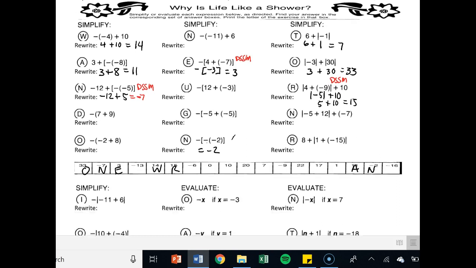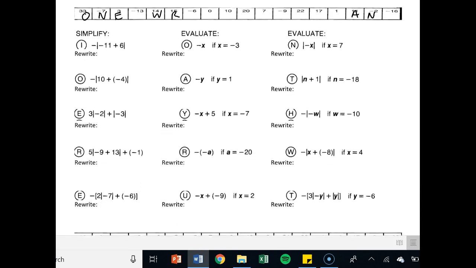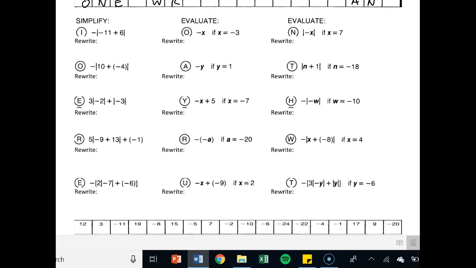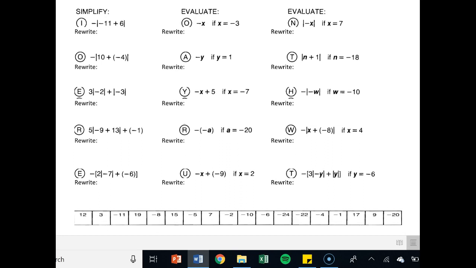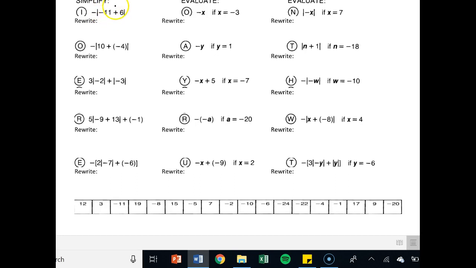Okay? I'm going to scoot down here to the second section of the puzzle, right? So that was the first section. Second section is a little bit like the first one, but then also has some substitution. So the first one says, what is the opposite of the absolute value of negative 11 plus 6? Well, first you got to take the absolute value of negative 11 plus 6, which is DSSM. Different sign, subtract more. So negative 11 plus 6 is really subtract 11 minus 6, which is 5, but I have more negatives, so negative 5.